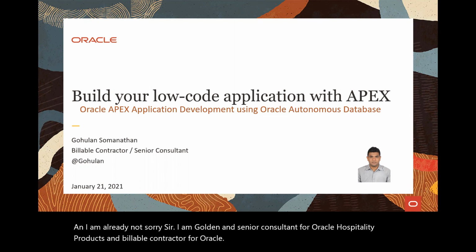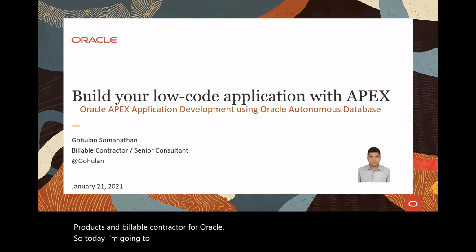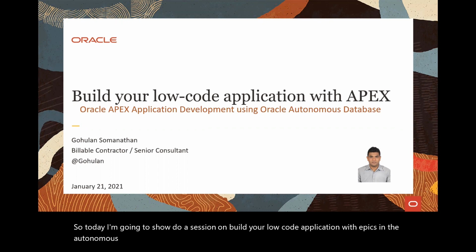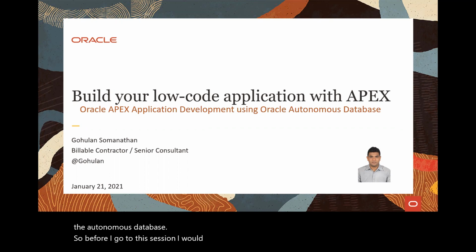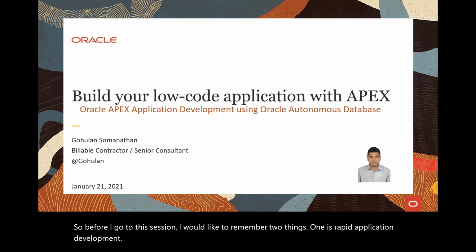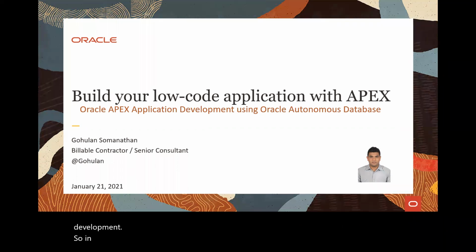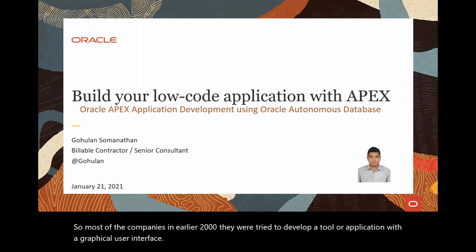Today I'm going to do a session on building your low-code application with Apex in the autonomous database. Before I go to this session, I would like you to remember two things. One is rapid application development. In the early 2000s, most people should have heard about this. Most companies then were trying to develop a tool or application with a graphical user interface to develop the code.